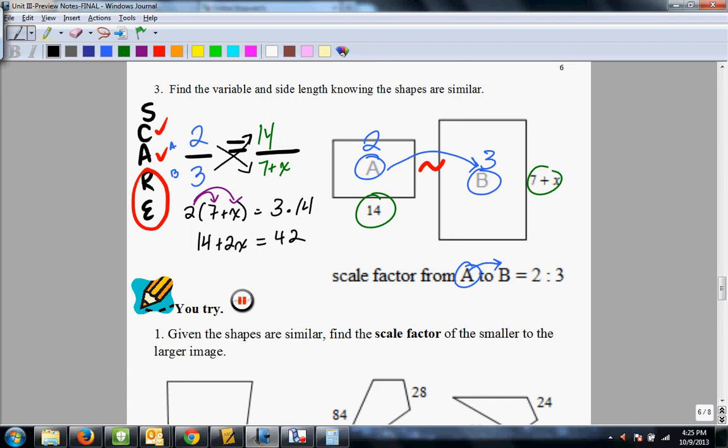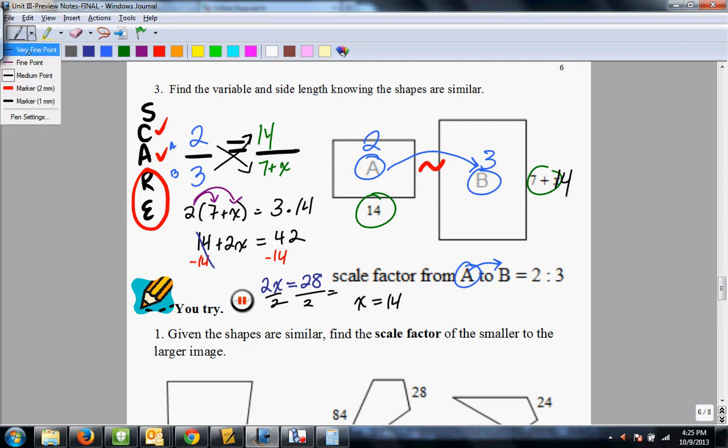You distribute. We have 14 plus 2x equals 42. So we're going to minus 14, and I get 28. And now we divide by 2, and we get x equals 14. Let's actually see if that worked.